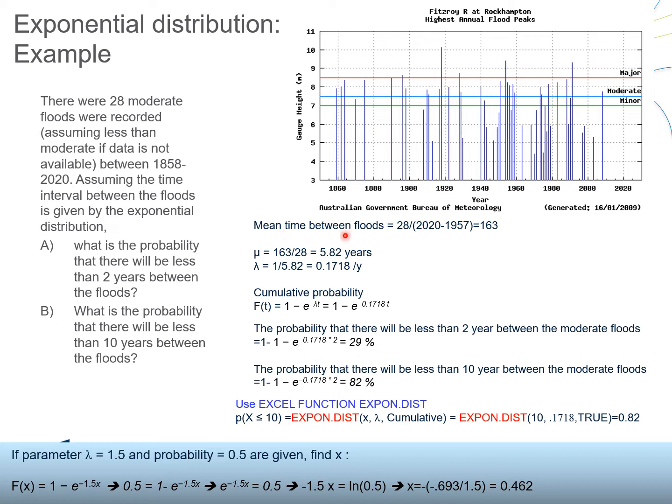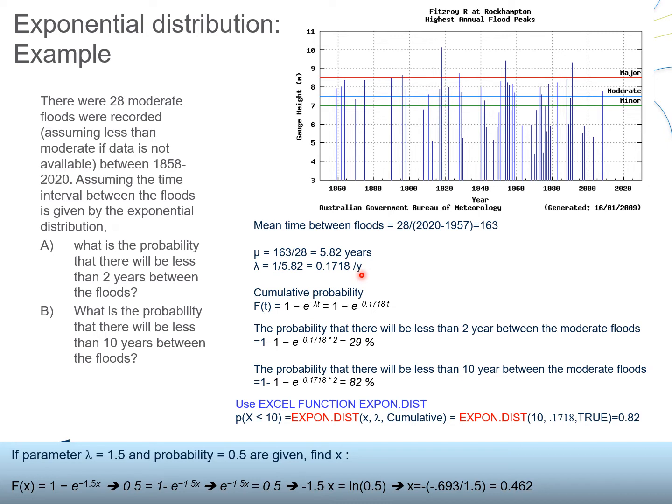The mean time between floods, because there are 28 floods in 163 years, is 5.82. That means every 5.82 years there is one moderate flood. You can see it doesn't follow exactly every 5.82, but that is the mean value. For the exponential distribution parameter, lambda is 1 divided by mu, which is 1 over 5.82, which is 0.1718 per year.